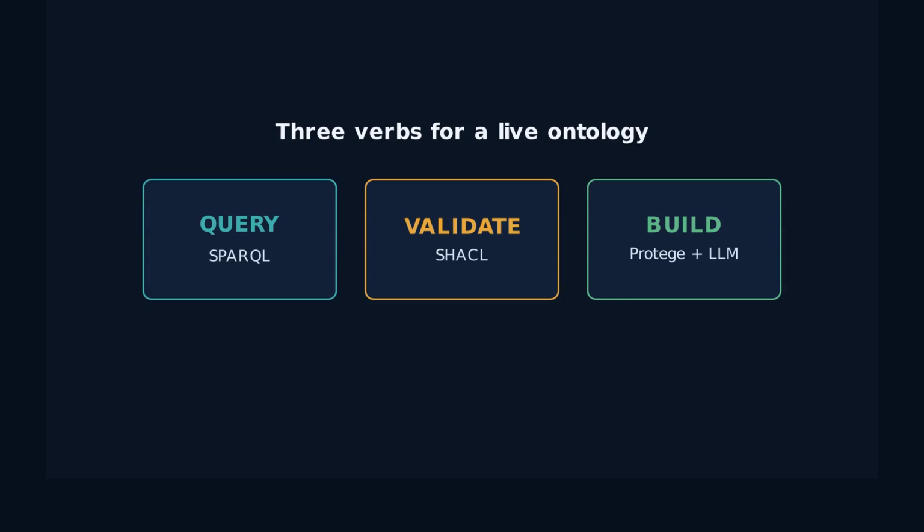First, querying. Once your knowledge lives inside a graph, you need a way to ask it questions, and that is SPARQL, the query language of the semantic web. Second, validation. Real data is messy, so you need a way to check that it actually obeys your ontology's rules, and that is SHACL. And third, building, because before you can query or validate anything at all, the ontology first has to exist. We will look at 2 very different ways to build one, by hand, and with a language model. Query, validate, build, let us take them one at a time.